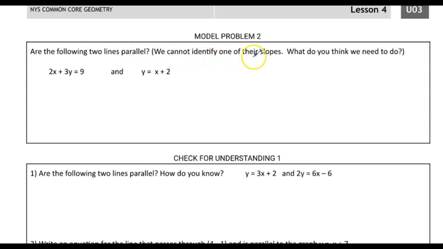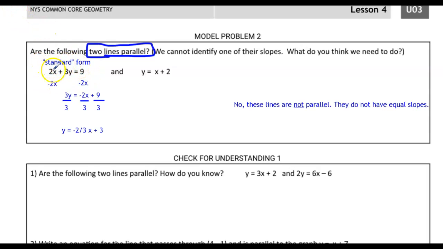We can't identify one of their slopes here, 2x plus 3y equals 9, because simply, it's not in the correct format. So what we have to do is take this equation and solve it for y. One thing I wanted you to know is that this equation is written in so-called standard form. When we're trying to identify the slope of a line, we want to turn that standard form into so-called slope-intercept form, which says y equals some number times x plus or minus some number. Anyway, we have to solve this by getting y by itself.